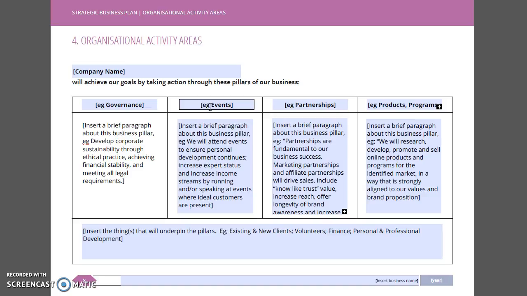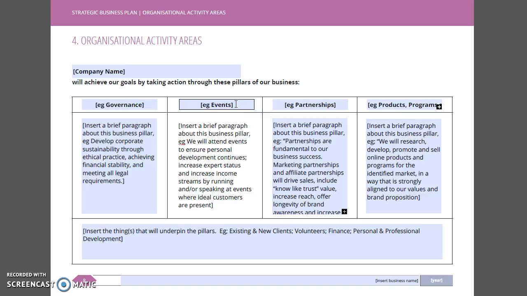Now, the other ones you've seen here, one is events. You can type over these if you use the template. Put a brief paragraph in here. Now, for example, if you were looking at doing the public speaking circuit, then attending events would be one of the pillars of your success.